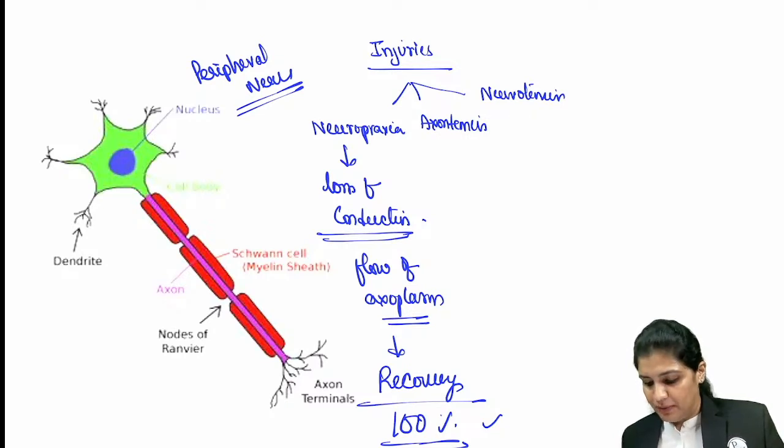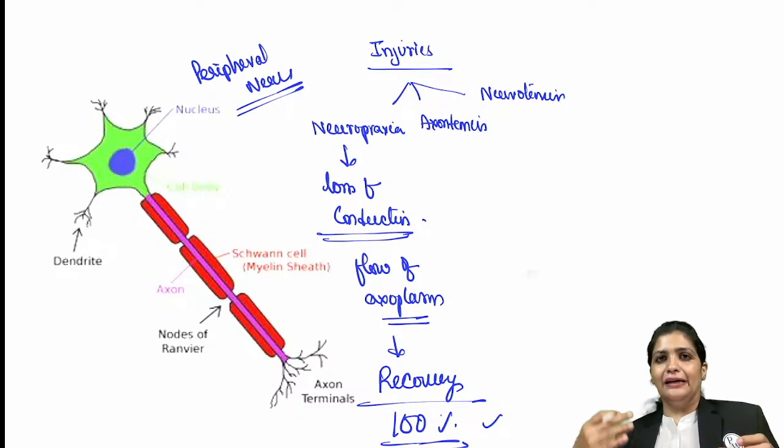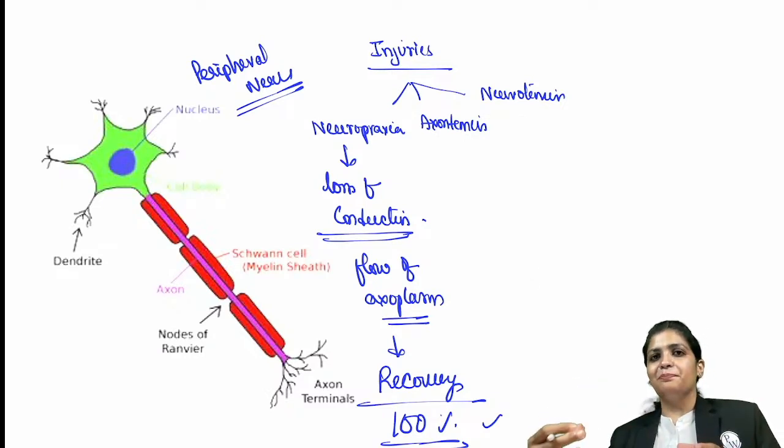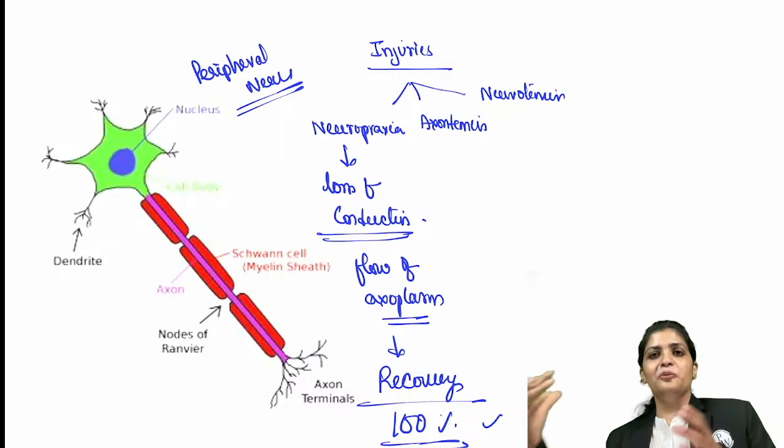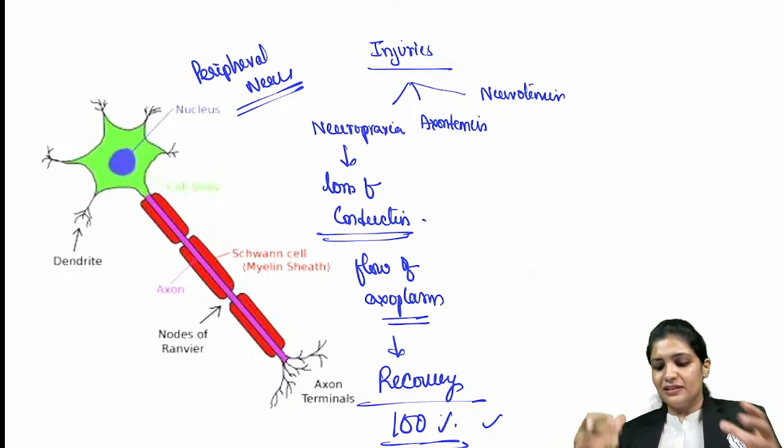This also you have to remember: the flow will start recovering at a speed of 1 mm per day. The recovery is 1 mm per day. Right? So this is about neuropraxia.